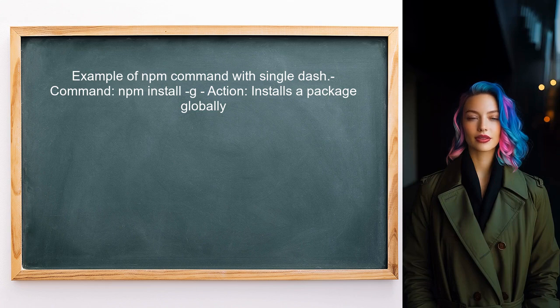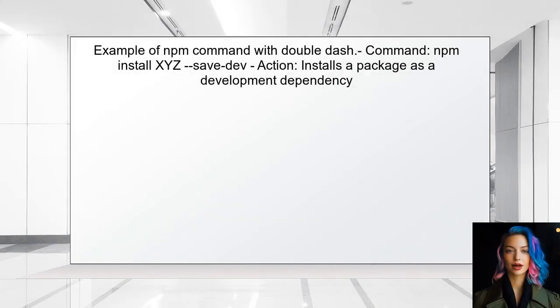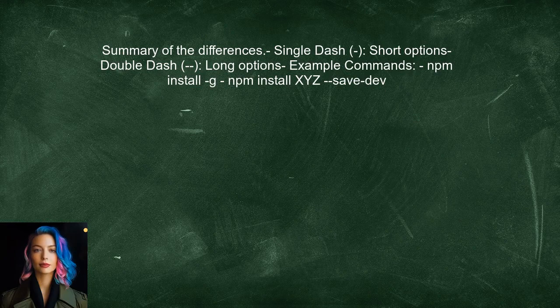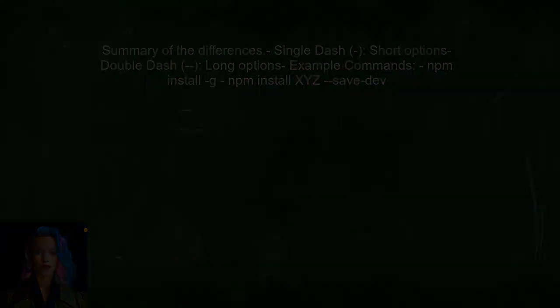Now let's look at some specific examples. When the user runs npm install -g, they are installing a package globally. This means it will be available system-wide. On the other hand, when the user uses npm install xyz --save-dev, they are installing a package as a development dependency. This means it will only be used during development. In summary, the user should remember that single dashes are for short options, while double dashes are for long options. This distinction helps in understanding NPM commands better.